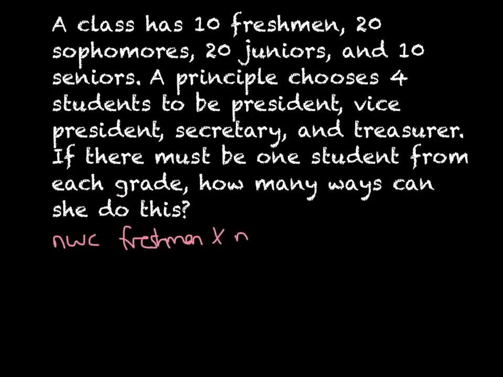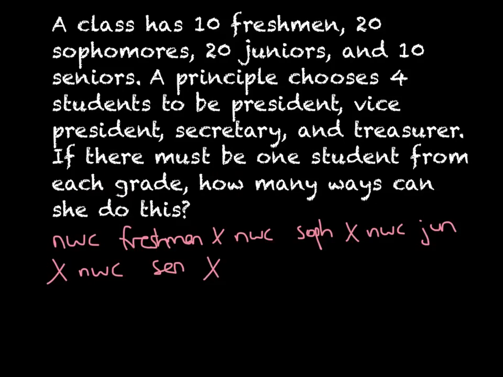times the number of ways she can choose sophomores times the number of ways she can choose juniors times the number of ways she can choose seniors, and then we have to multiply that by the number of ways she can choose different role rearrangements. So that would be like assigning the freshman the president role versus assigning the senior the president role.